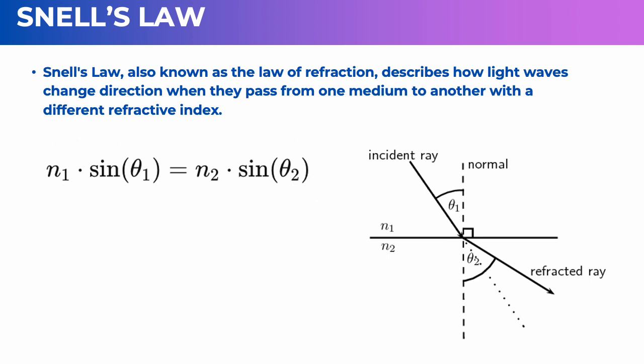Snell's law describes how light waves change direction when they pass from one medium to another with a different refractive index. As we see here, N1 and N2 are the two refractive indices of the mediums, and the incident ray in the original medium is transmitted into the second medium, and this is the refracted ray. If we trace the incident ray over to the second medium as well, we see that the refracted ray has deviated slightly from its original direction.